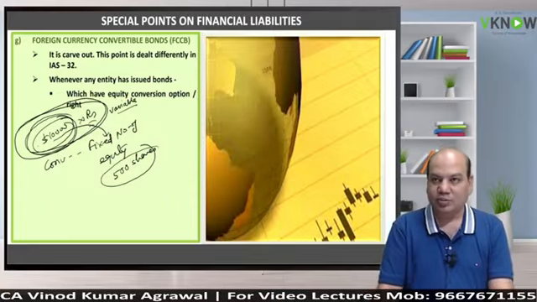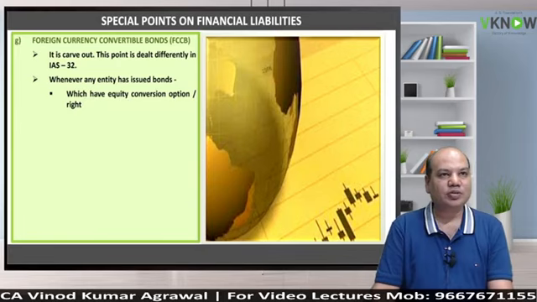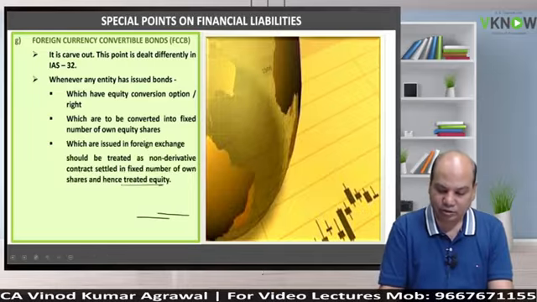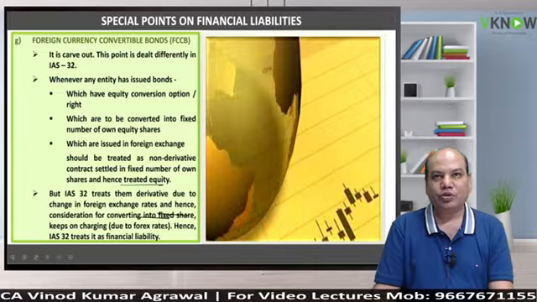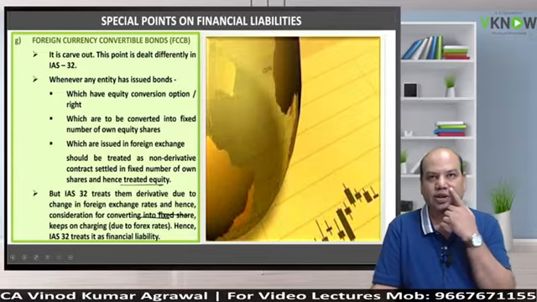So FCCB, which are convertible into a fixed number of shares, are treated as equity by our standard. Okay, but IFRS treats it as a liability because the foreign exchange rate changes. So the amount once converted into functional currency is a variable cash flow.